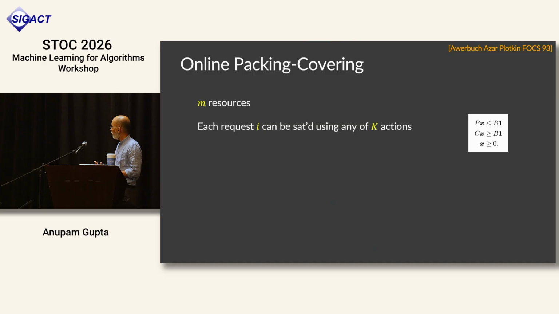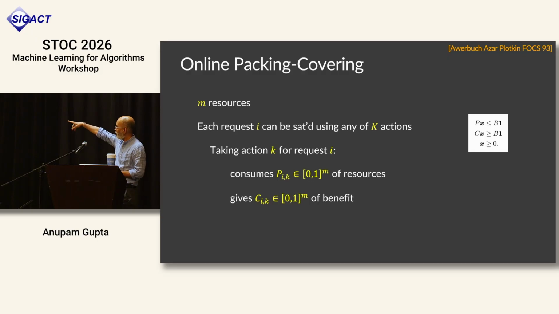One special case is when these decisions that are being captured, each request can be satisfied using any one of k actions. So whenever a request comes in, you're going to choose one action which is encoded in this X vector. And there'll be a corresponding column from the P matrix that will be chosen and a corresponding column from the C matrix that will be chosen.